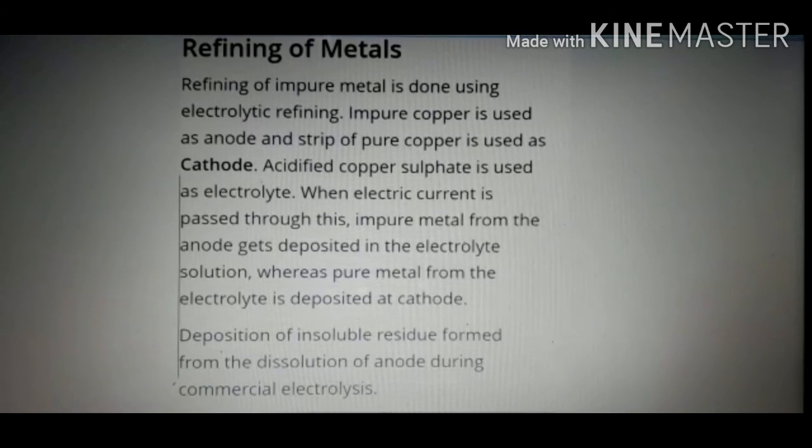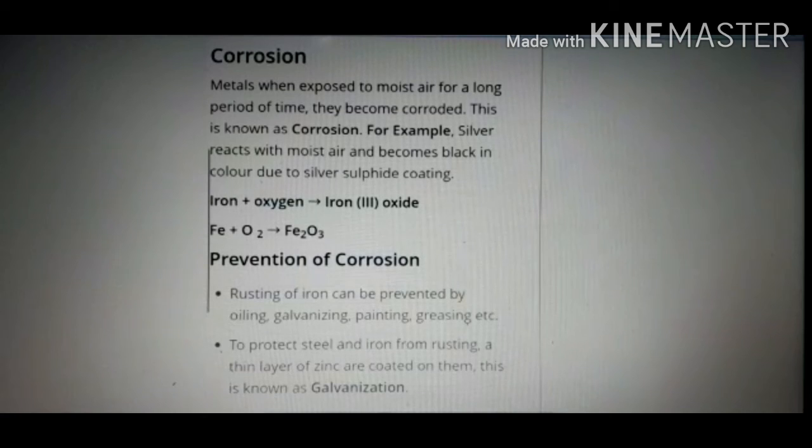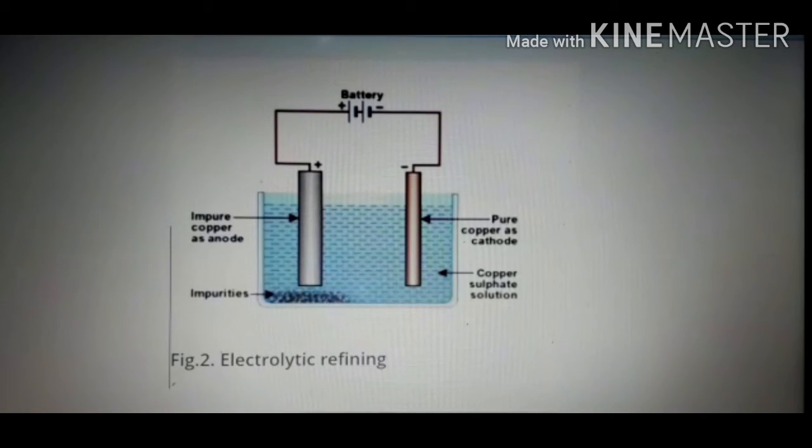That means this is the electrolytic refining method. The solution inside is copper sulfate, the electrolytic solution, and the pure copper will be deposited at the cathode. Okay, and the impurities present in the copper will collect at the anode. Below you can see some black color. This is nothing but impurities of the copper metal. This method is the electrolytic refining method.